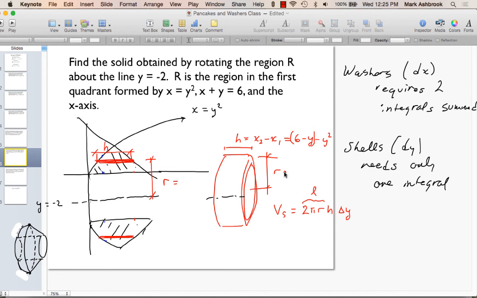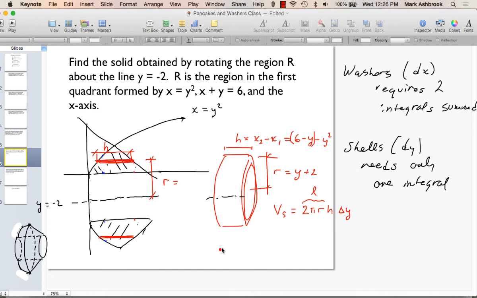Are we going to change that y in terms of x? No, because we're doing delta y. So the radius, we just leave it, y + 2. Or y minus -2. If you did change in y, it'd be y minus -2. Same thing, y + 2.